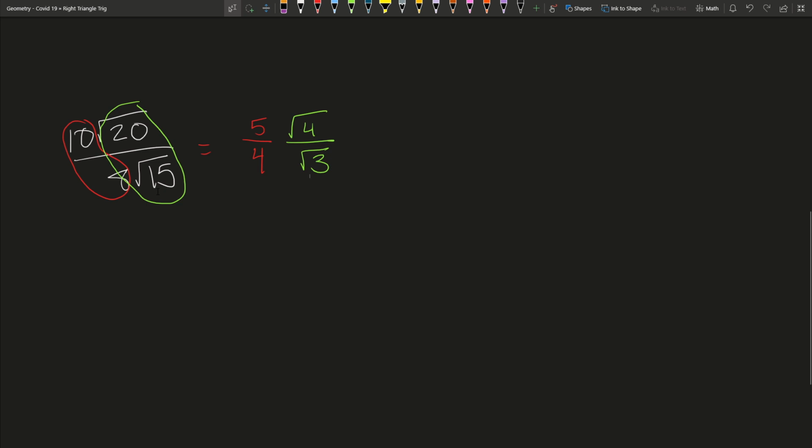And now we rationalize. So we have 5/4 times rad 4 over rad 3. In order to rationalize, we have to multiply by rad 3 over rad 3. On the top, this 5 remains the same. Rad 4 times rad 3 is rad 12. Actually, I'm going to simplify that just a little bit more.